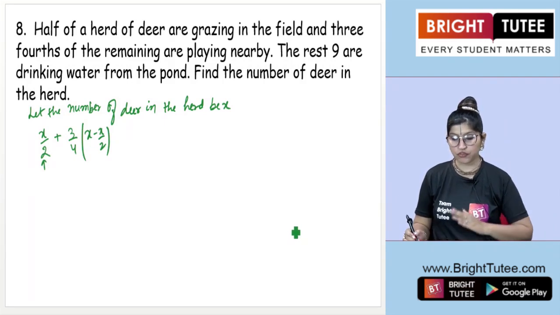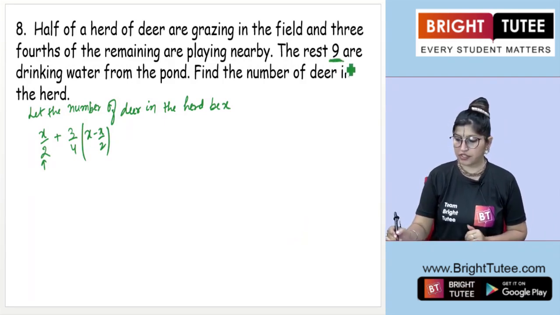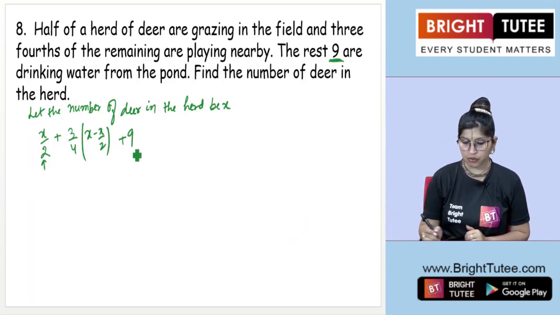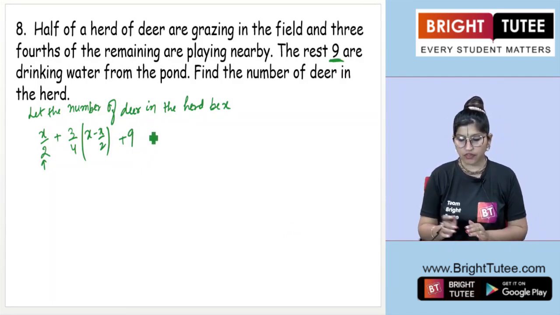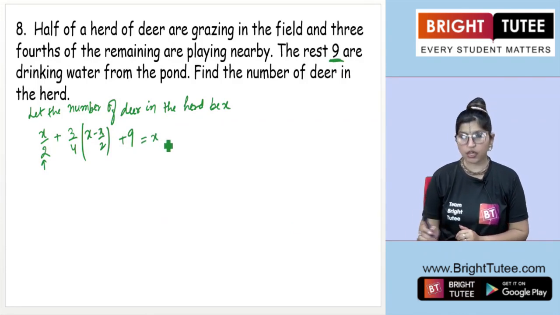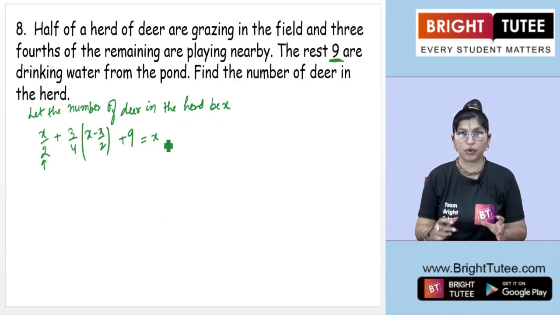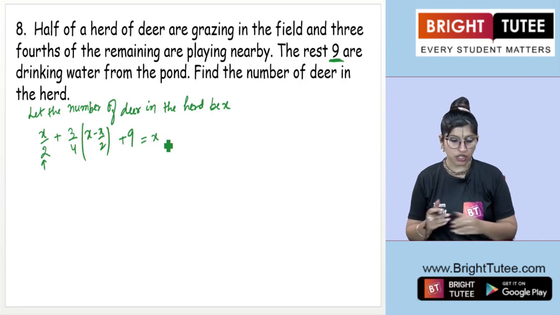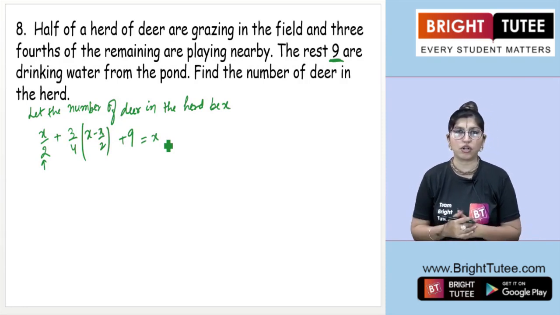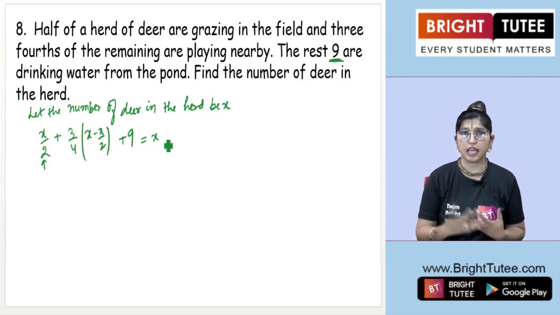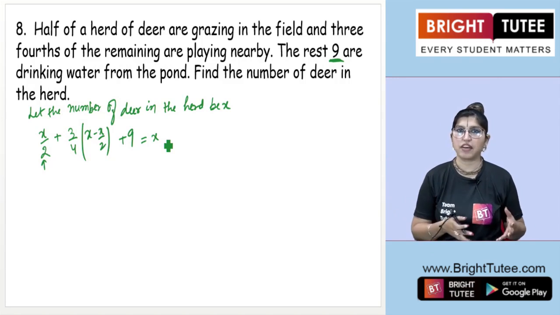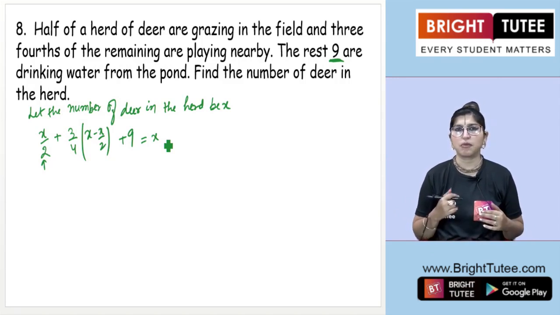Now it says 3/4 of the remaining one, and we are still left with 9 more deer in the herd, and we know that adding all of them up, we will be getting the total number of the herd itself. So this is the equation which you have to make. Once you are done with this equation, you can easily solve this question. So make sure that whatever we discussed over here, that how do we create these equations, is understood. You can revise it again by, let's say, pausing the video and coming back again.